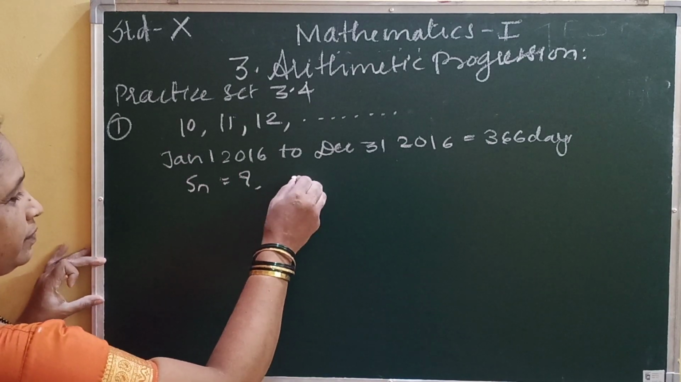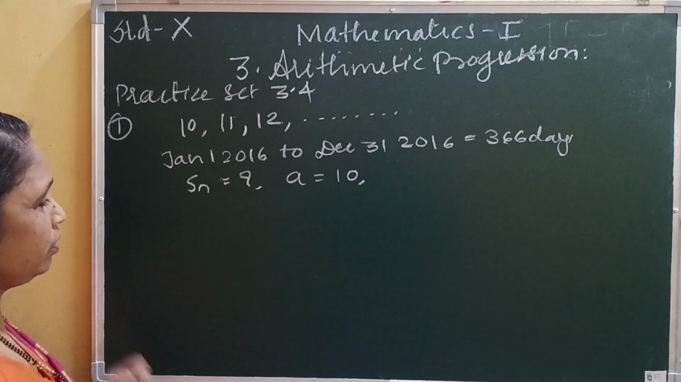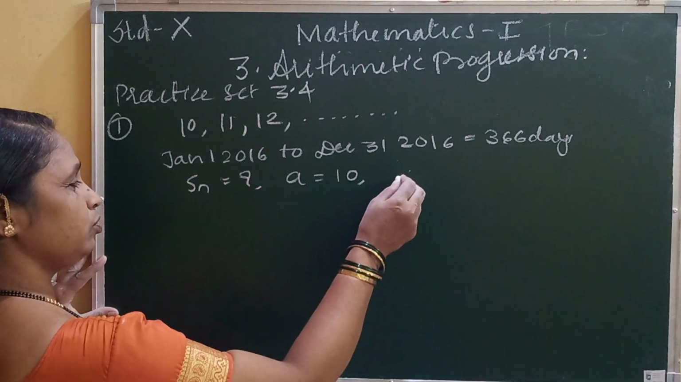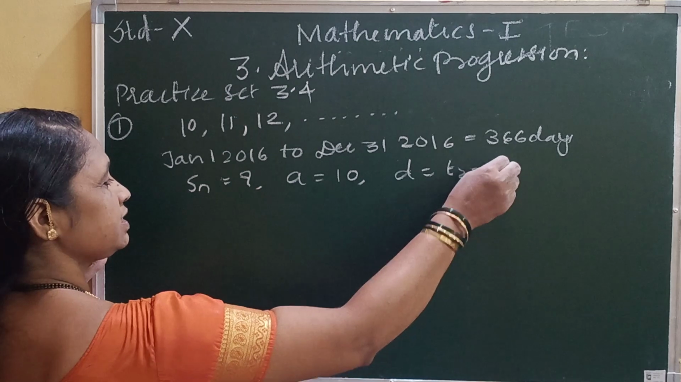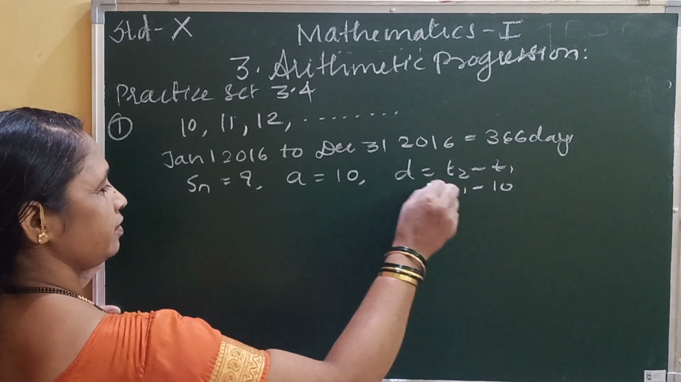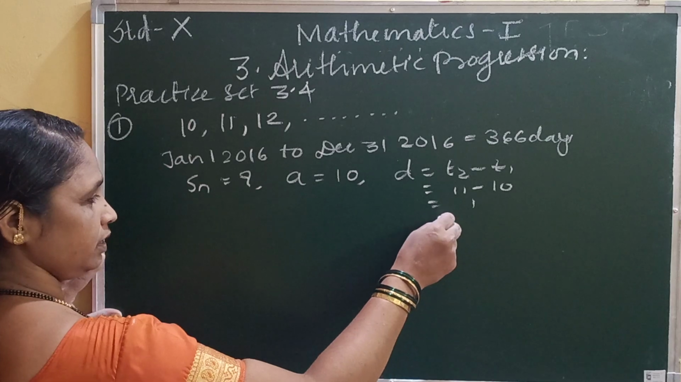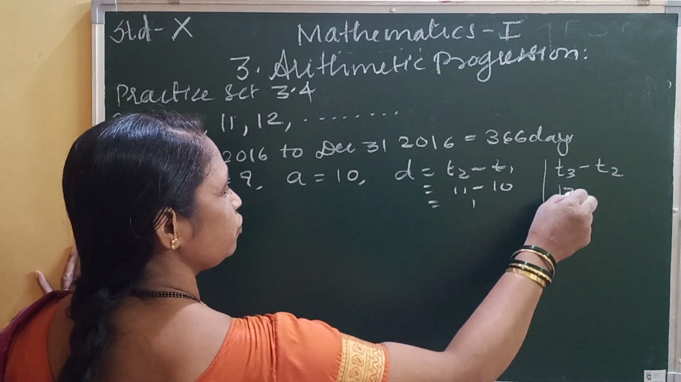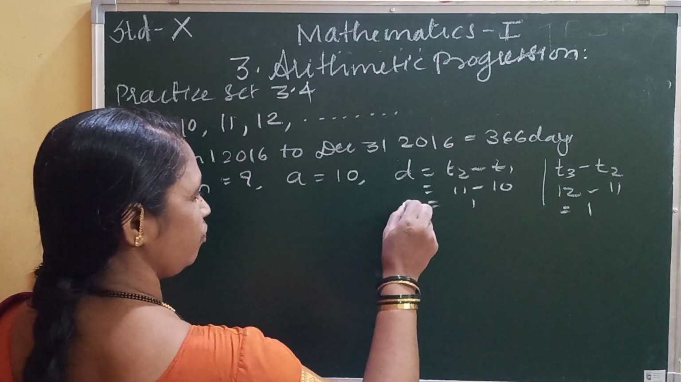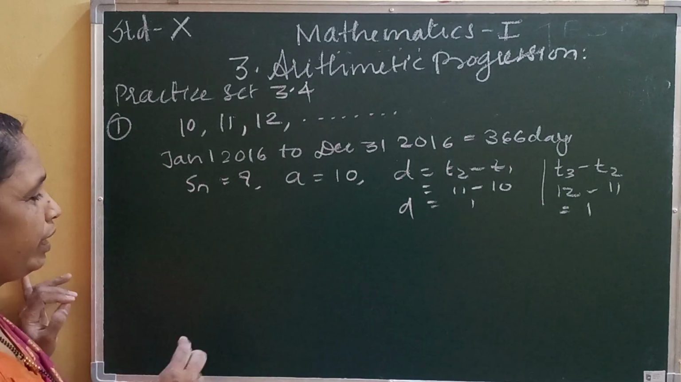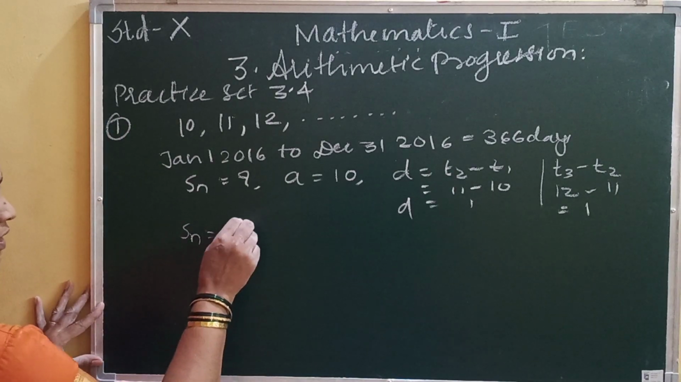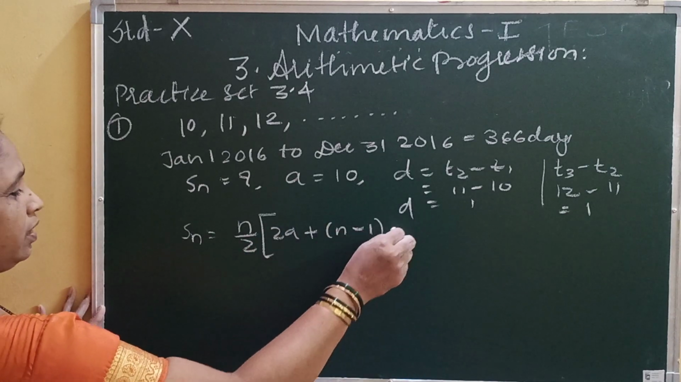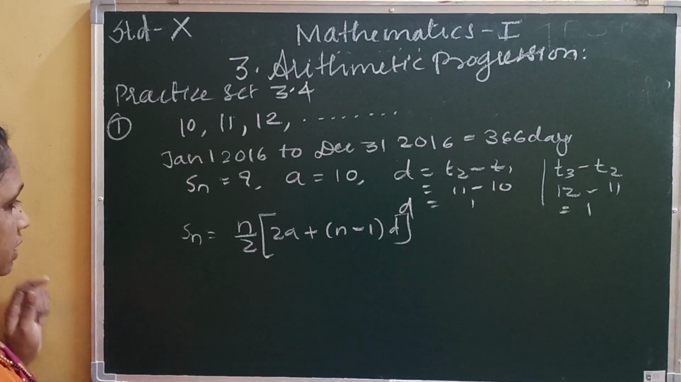Now what is given here? First term a is given, 10. Now here we can find the common difference. 10, 11, 12, so the common difference d. How do we find it? T2 minus T1 means 11 minus 10, which is equal to 1. Other is T3 minus T2 means 12 minus 11, which is equal to 1. Therefore d is equal to 1. Now Sn is equal to n by 2 into bracket 2a plus n minus 1 into d. This sum you have to find out, for 366 days.